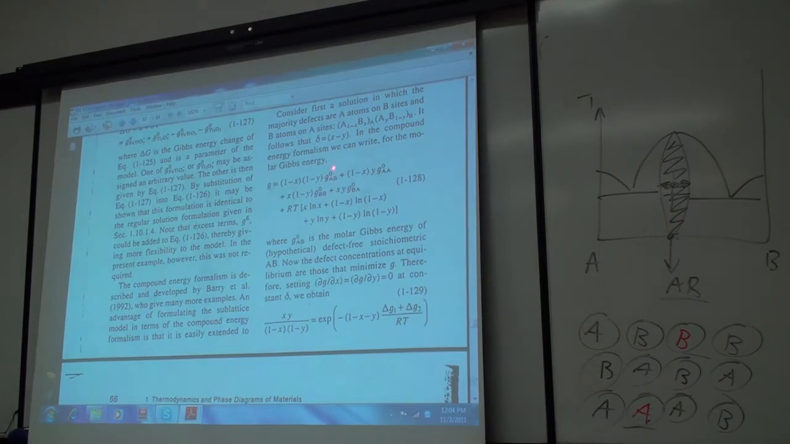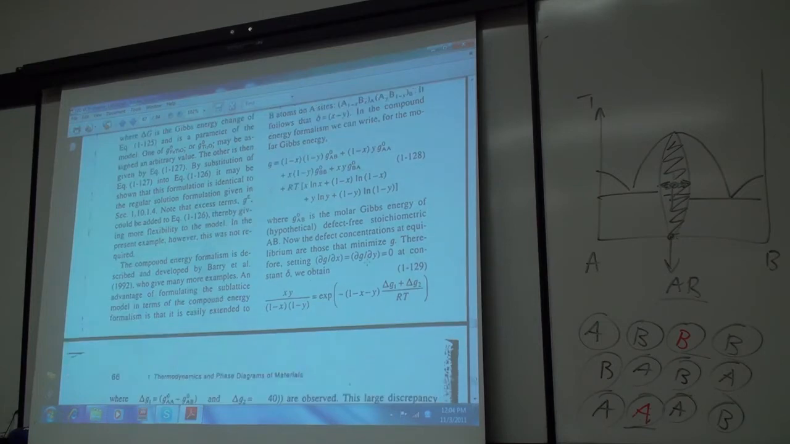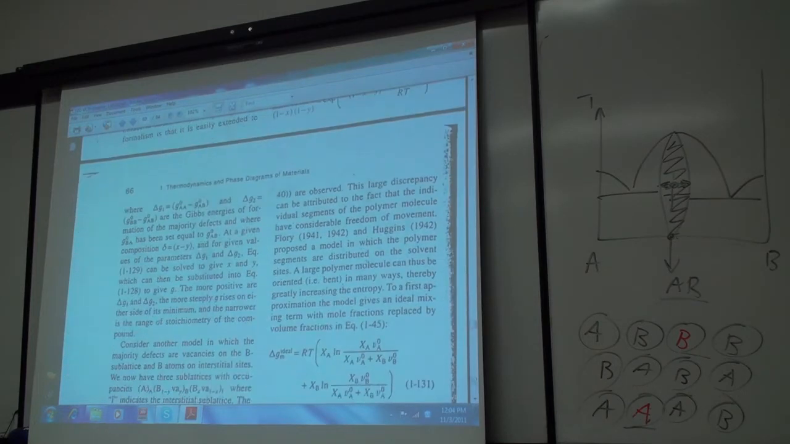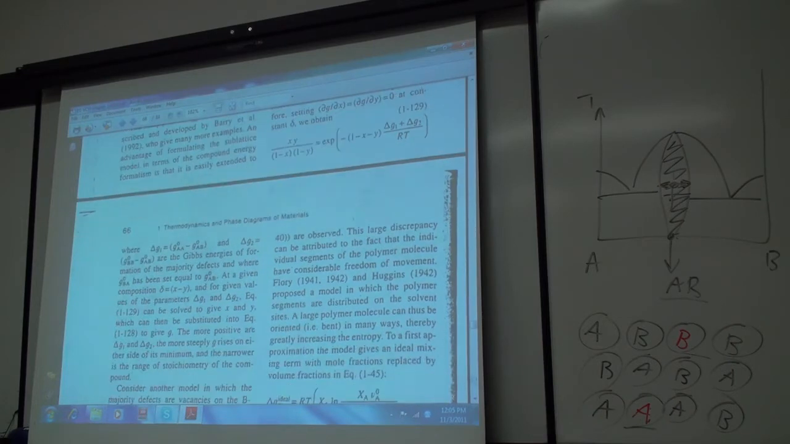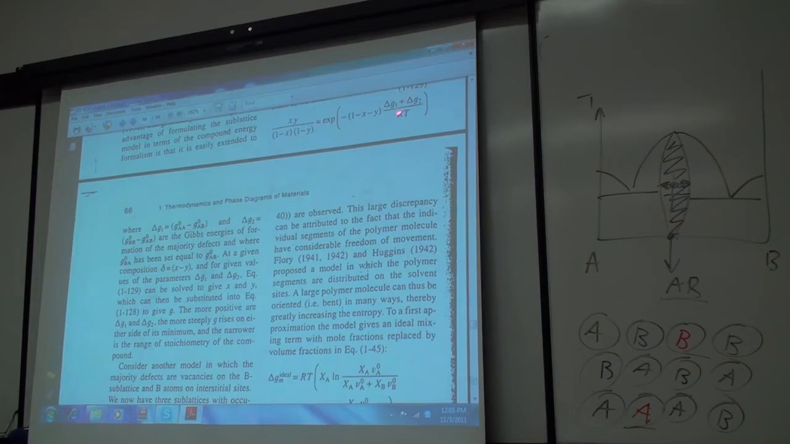Okay, and if you take this equation and set dG/dx, dG/dy to zero, you end up with an equilibrium constant. X and Y are the number of defects. So xy over 1 minus xy, if you work it all out, you get this, equal to exp of minus delta G1 plus delta G2 over RT. Effectively, FactSage, Equilib doesn't write this equilibrium constant out, it just minimizes the total Gibbs energy, but this is what's happening. I'm trying to show you what this means mathematically.